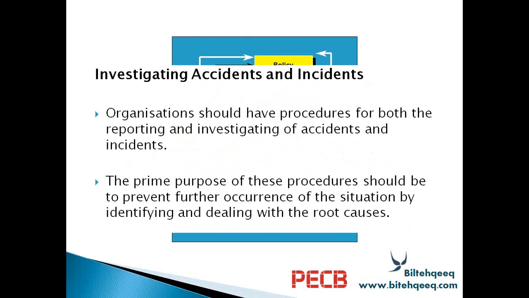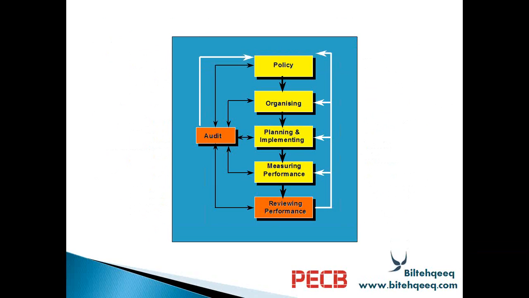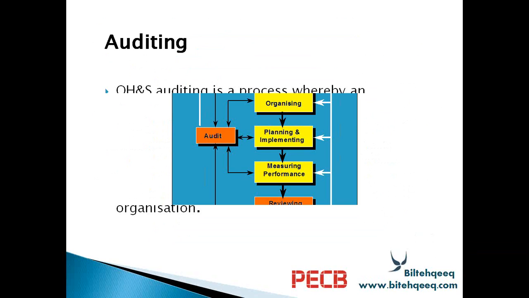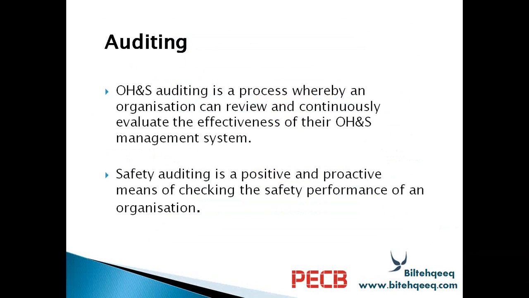So we are covering this diagram element to element, and now we are going to discuss the next element, which is related to the audit. So auditing, occupational health and safety auditing is a process whereby an organization can review and continually evaluate the effectiveness of their occupational health and safety management system.